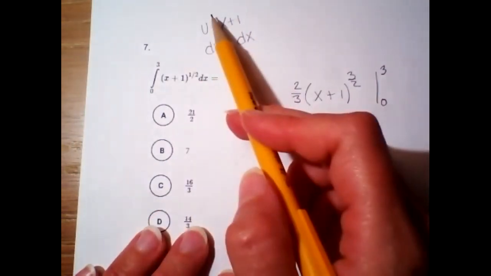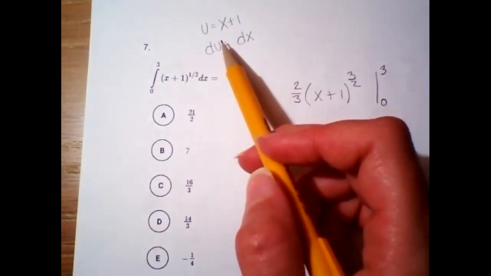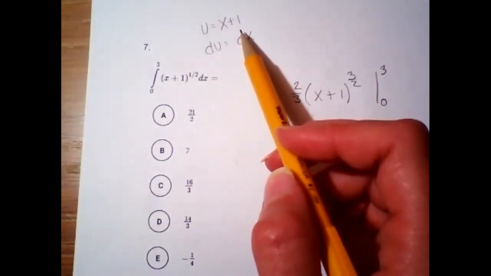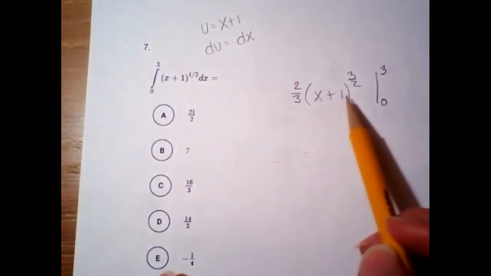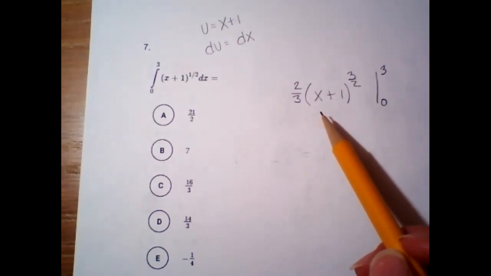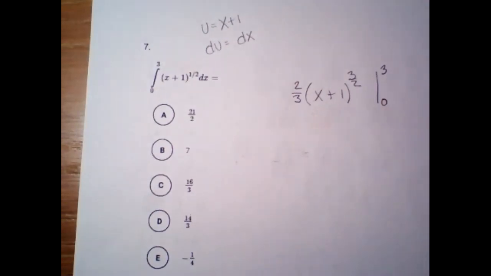Now, if it was a 7x plus 1, we would need a 1/7 out front or something. But if it's not going to need an adjustment, you can actually get away with skipping that. Again, I'm not trying to tell you to be lazy, but this exam is timed, so you want to save as much time as you can.